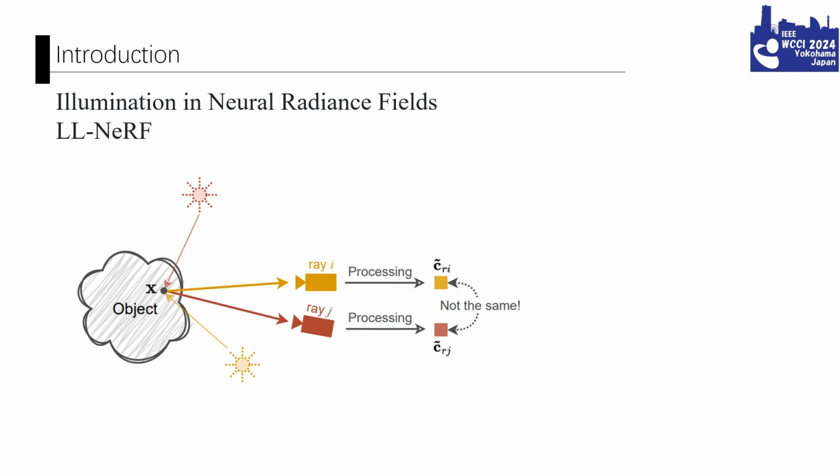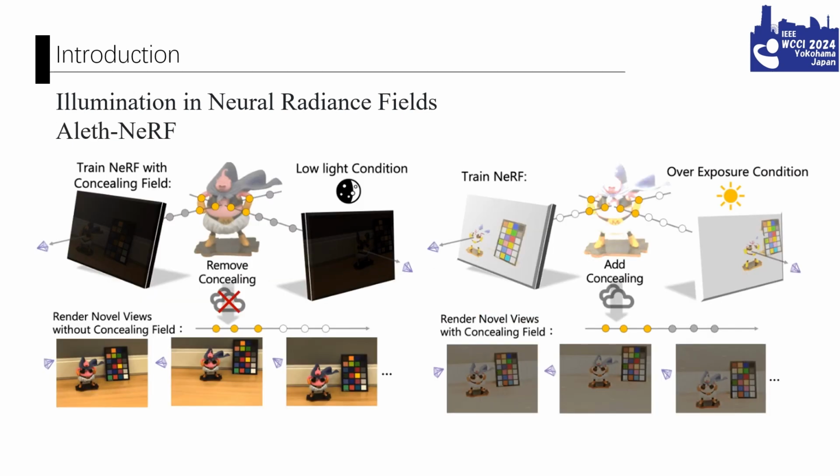The second work is Alith NeIF, which proposes the idea of treating dark illumination and overexposed illumination in space as the color of the original object blocked by dark particles and overexposed particles. By removing the 2 types of particles, lighting enhancement and overexposure correction effects are achieved. However, these works did not achieve the generalization of lighting conditions.